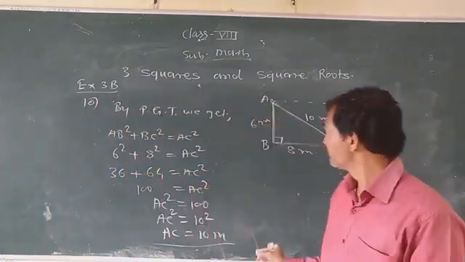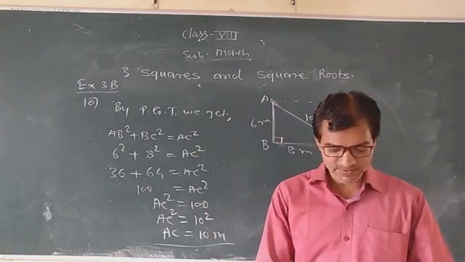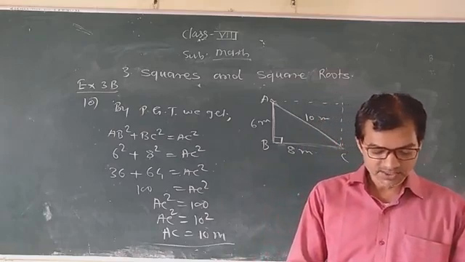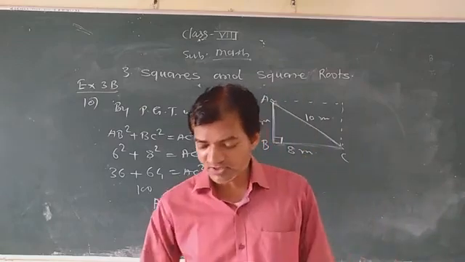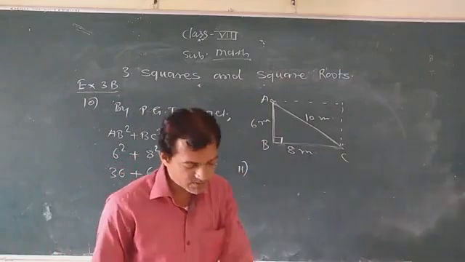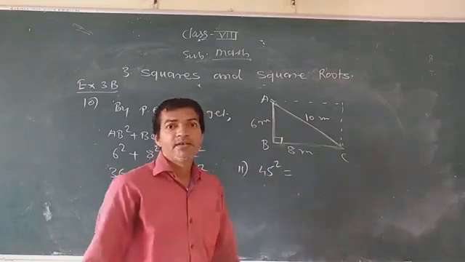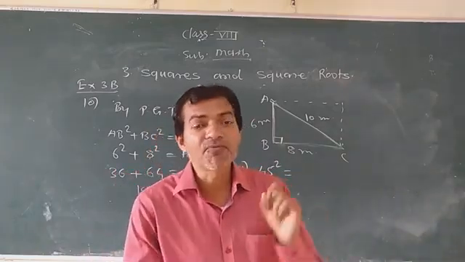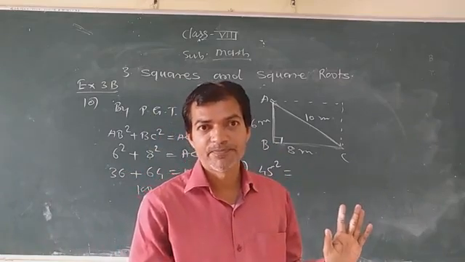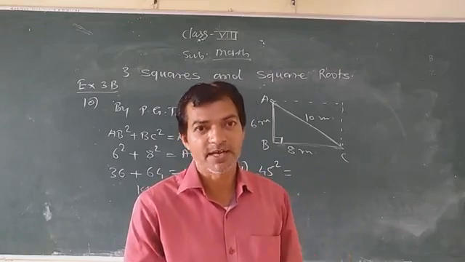Question number 11. Write down this first. Find the squares of each of the following using the method of squaring a two-digit number having unit digit 5. This is a very simple question. See here. First I will explain you. 45 is there. You have to find the 45 square. If the unit digit is 5, then you can orally find the square of the given number. You can do it when the unit digit is only 5.